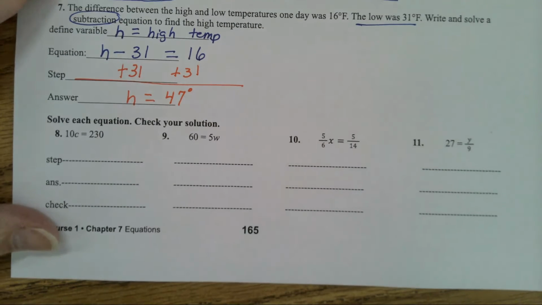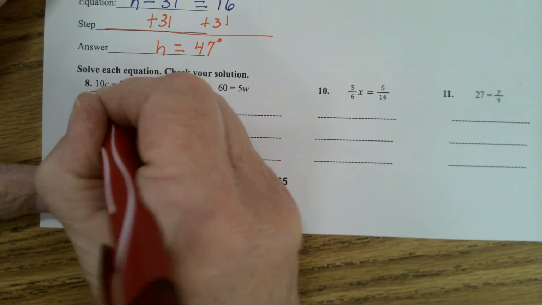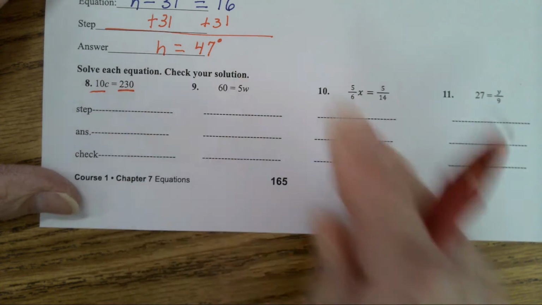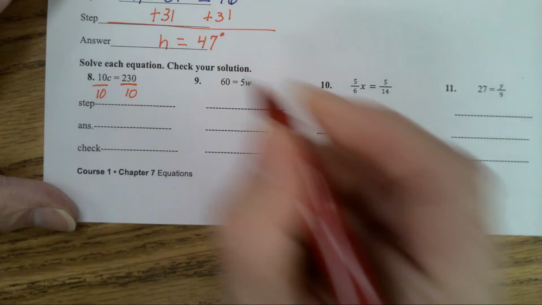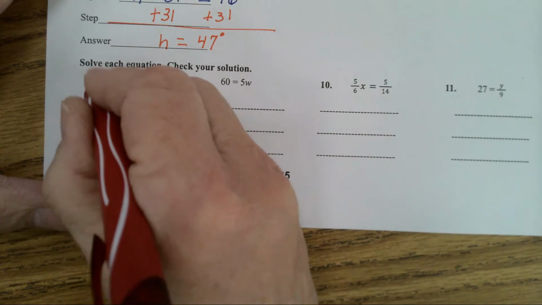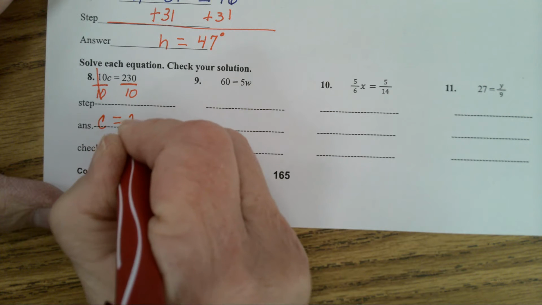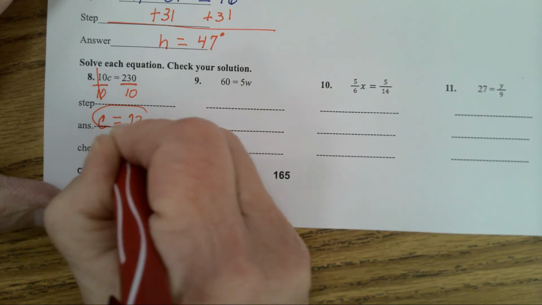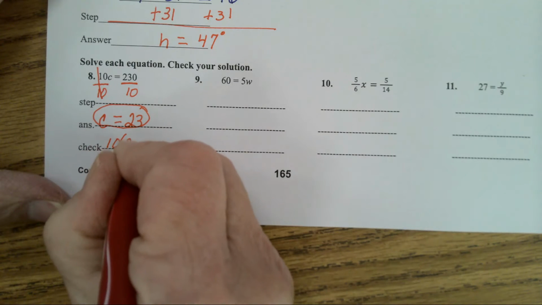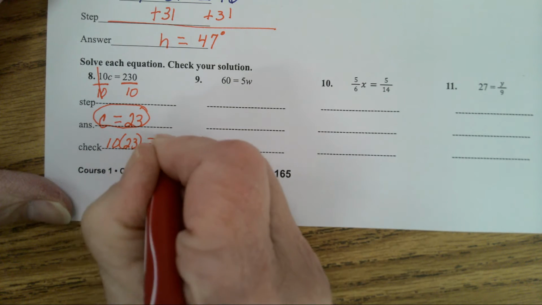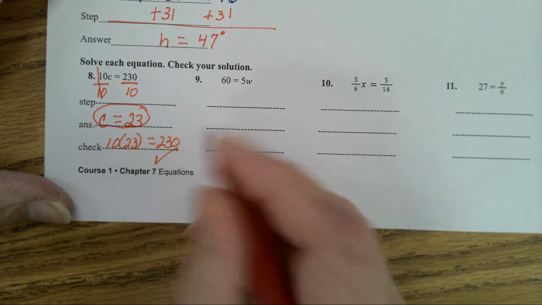In number 8, to undo multiplying by 10, your step is going to be division, and we show division by drawing a bar. Divide by 10, divide by 10. Cancel. C equals 230 divided by 10 is 23. Now your check step. Does 10 times 23 equal 230? Yes, it does.